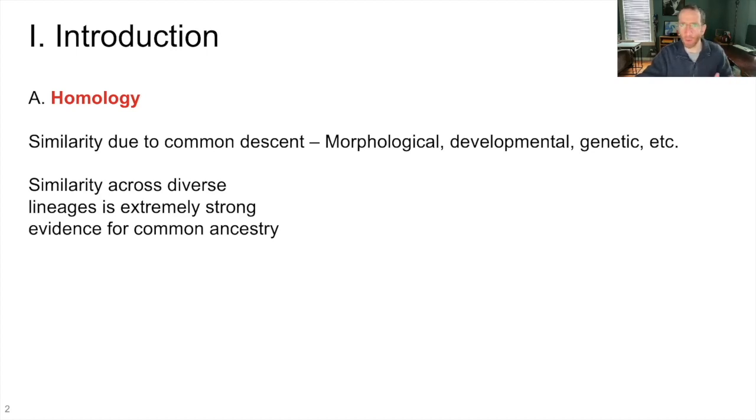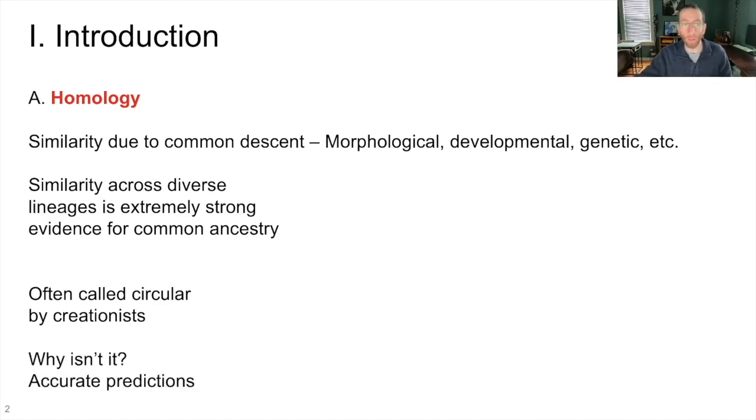It could be morphological, developmental, genetic, whatever. It's similarity in some characteristics of different organisms because they share a common ancestor. Similarity across diverse lineages is extremely strong evidence for universal common ancestry. Now, creationists will often call this line of evidence for common ancestry circular. And that's wrong. Why is that wrong?